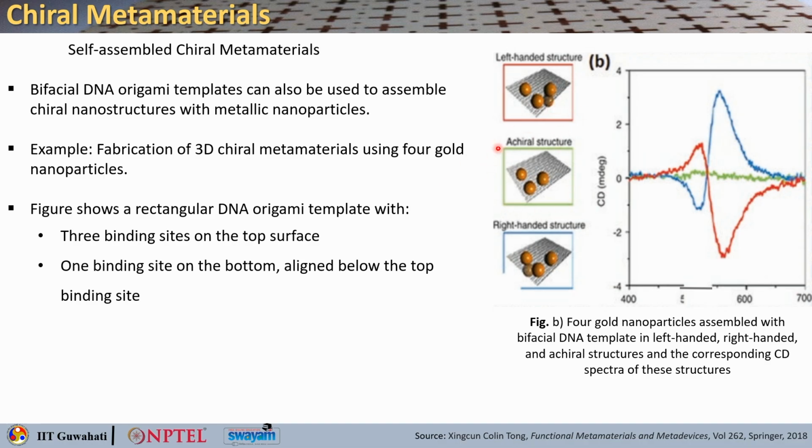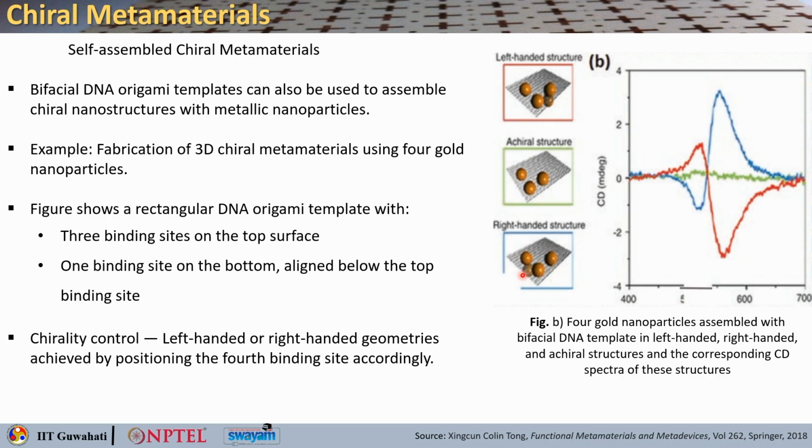If you see, this is the achiral structure. So, there is no chirality in this, there are just 3 binding sites on the top surface, but when you put one nanoparticle on the bottom, that gives you one kind of handedness. So, this will give you a left handed structure. If you do it on the other binding site, that will give you another kind of handedness. You will see that you are able to get control over the chirality of this kind of 4 nanoparticle system, which are assembled using a bifacial DNA template.